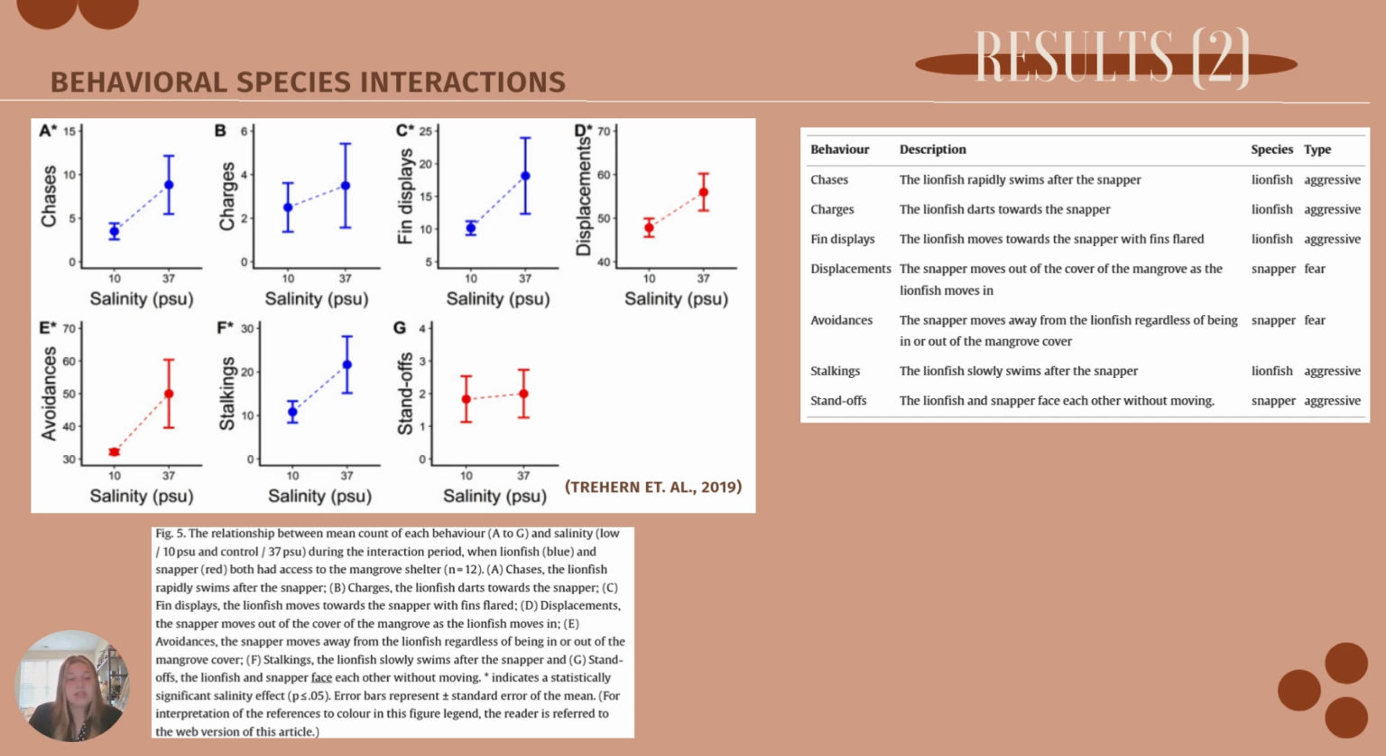Then these graphs were from the behavioral species interactions between the lionfish and red snapper. They were placed in different salinity tanks, and both species were placed in those tanks to see how they interacted with each other. The chart depicts the different types of behavior and the description of which species did what, and whether it was aggressive or based on fear. They did all sorts of behavioral analysis, including chases, charges, fin displays, displacements, avoidance, stalking, and standoffs between these 2 species.